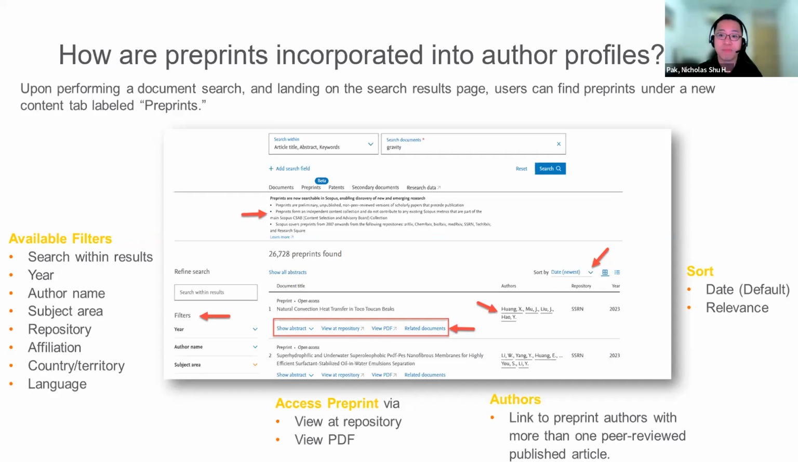You can also sort this by the date and the relevance of the preprint itself, right? So all these tabs really give you functionality and access to new content that you probably would not have been able to see prior.